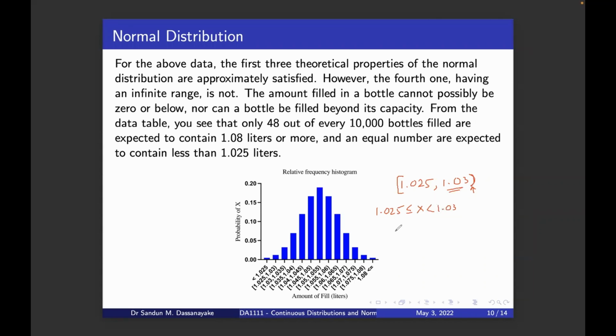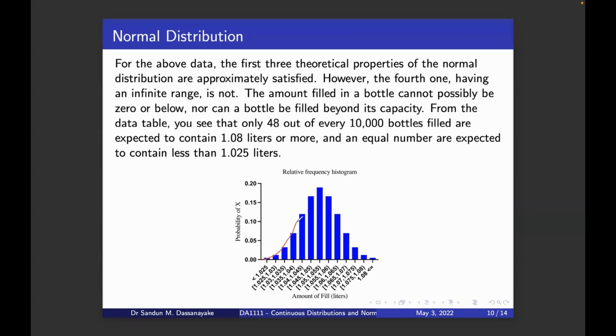So that's the notion. If I say two square brackets like this, it means the value will be greater than or equal to this value and less than or equal to that value. And if I say round brackets, it means this will never be equal to this value at the end. So this indicates here 1.025, 1.03, likewise. So it goes like that, right? So this is the relative frequency diagram that you get, the histogram.